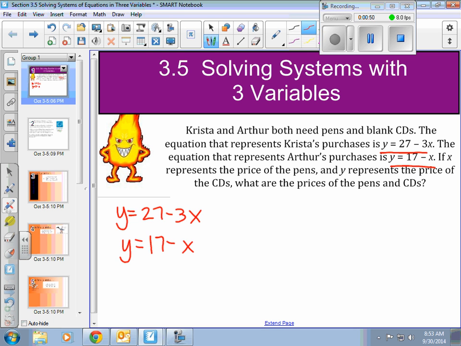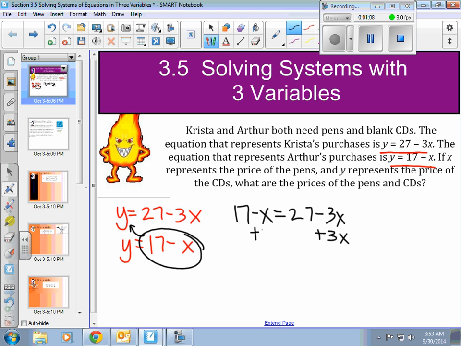So we have our two equations, y equals 27 minus 3x and y equals 17 minus x. Looking at this situation, I see I have y equals for both of them, so I'm going to use substitution to solve for x. Now I would solve this. I would add 3x to the other side. Since I got rid of my x's, I would also subtract 17. So on my left-hand side, now I have 2x. On my right-hand side, I have 10. So if I divide, x is equal to 5.